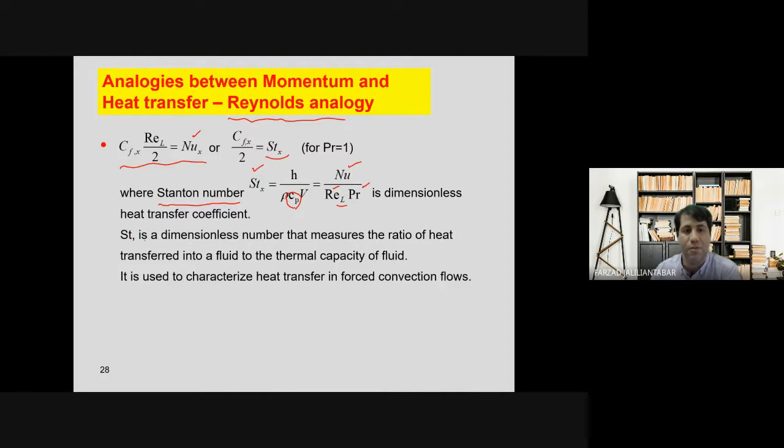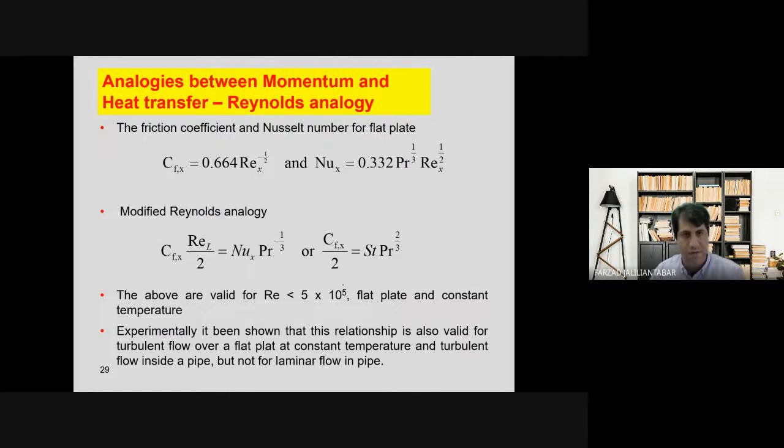The Stanton number is dimensionless, similar to Nusselt, Reynolds, and Prandtl, and measures the ratio of heat transfer into a fluid to the thermal capacity of the fluid. It is used to characterize heat transfer in convection flows. Later in next chapters, you will see more about this Stanton number.